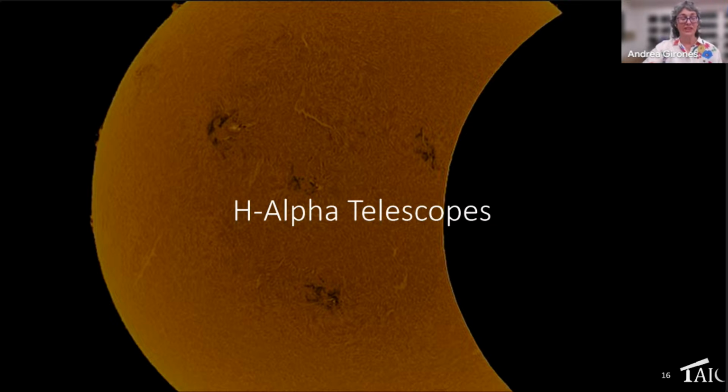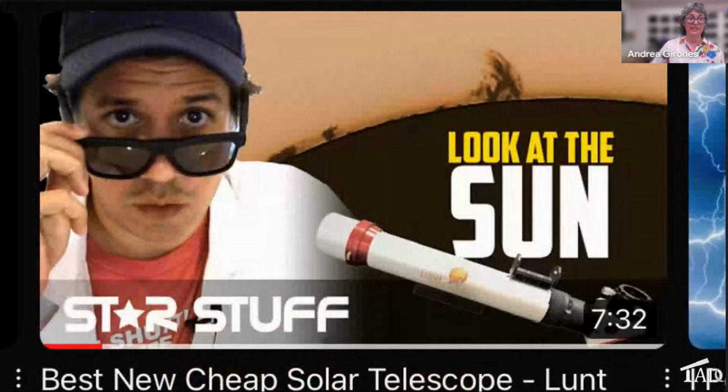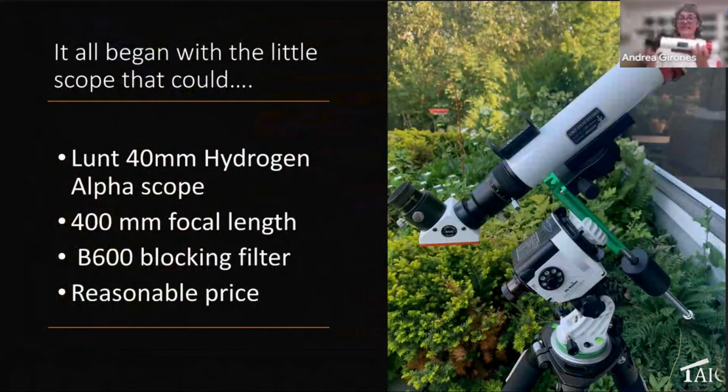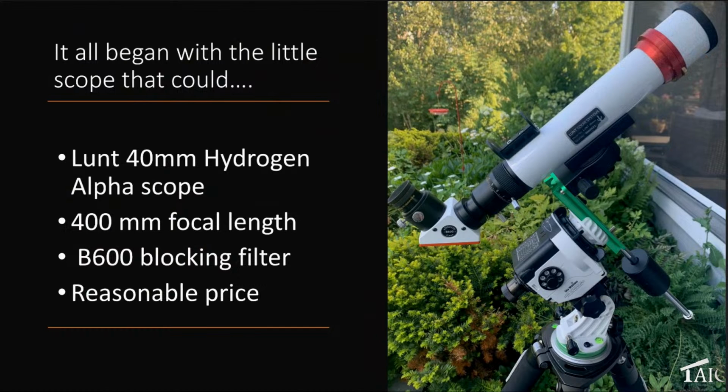Okay, so we're going to talk about H-alpha telescopes because that's where things get a little more interesting. I became interested in this little telescope after watching a video that Dylan O'Donnell did about what he called the best new cheap telescope. This telescope is the Lunt 40 millimeter, and it is quite a neat little telescope, and I ended up buying one. And you can see here it is. It's tiny. It's so small, and I had it in my carry-on baggage when I went to Albuquerque. It is 40 millimeter aperture. It is 400 millimeter focal length.